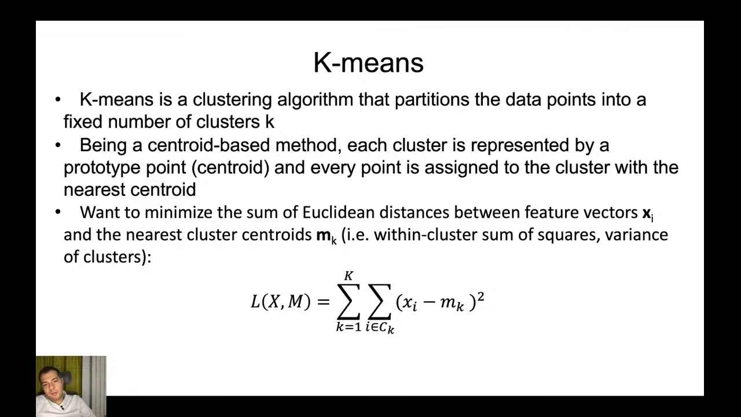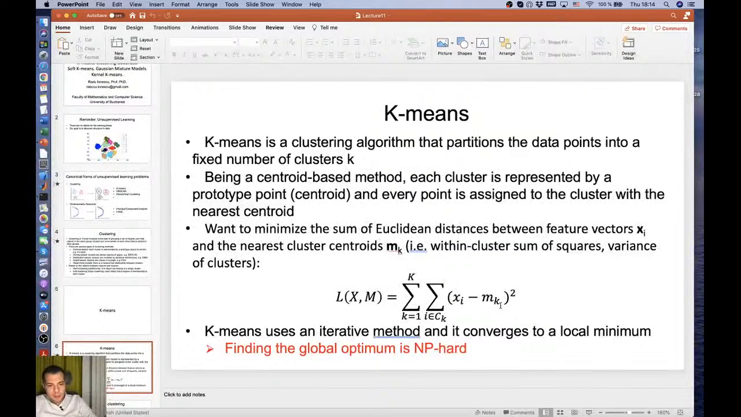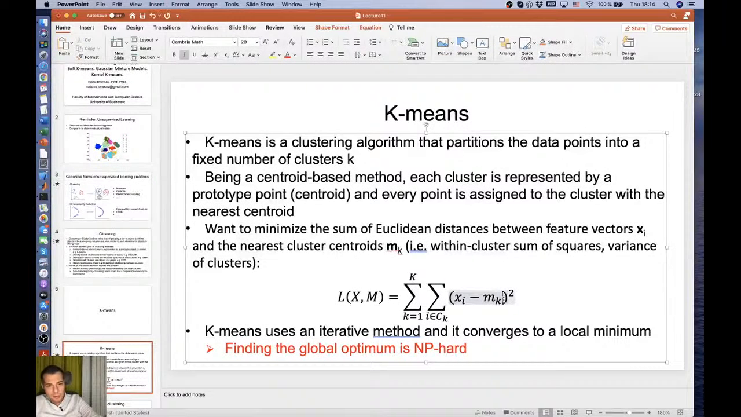So here we have a sum that goes from cluster 1 to the number of clusters K. So here we use the notation big K for the number of clusters, and k is the index of the cluster.